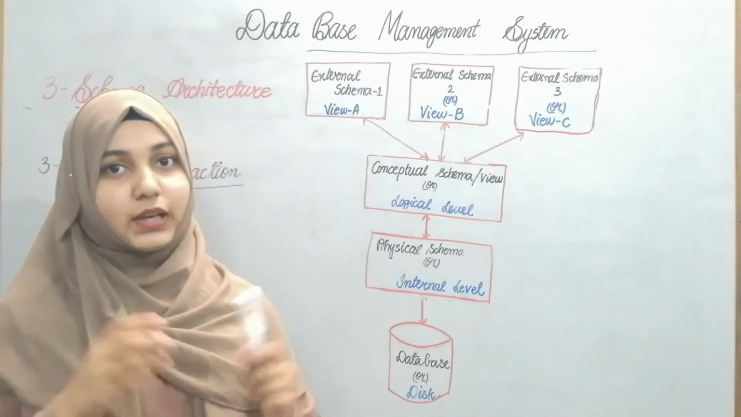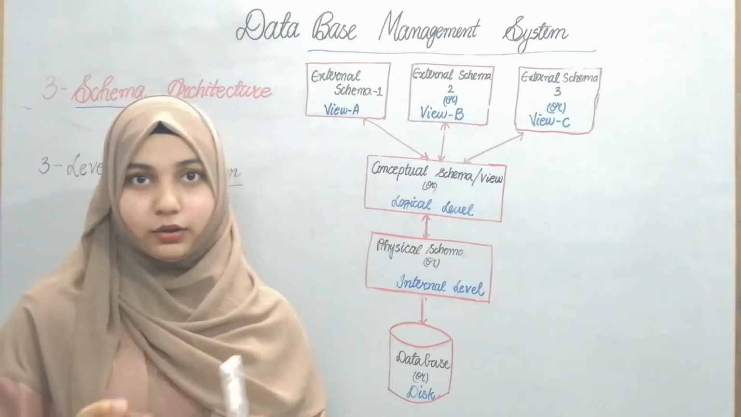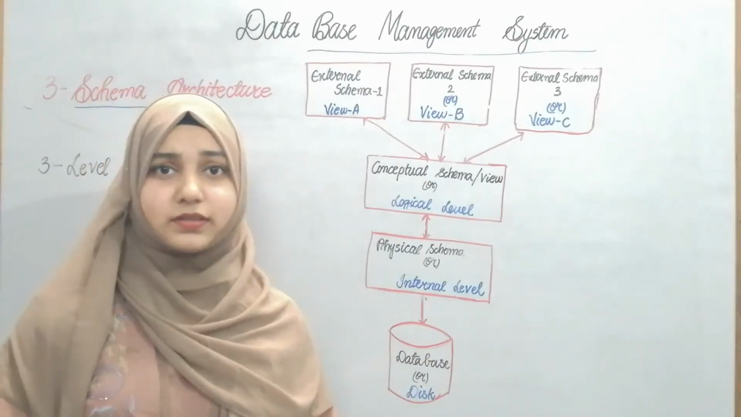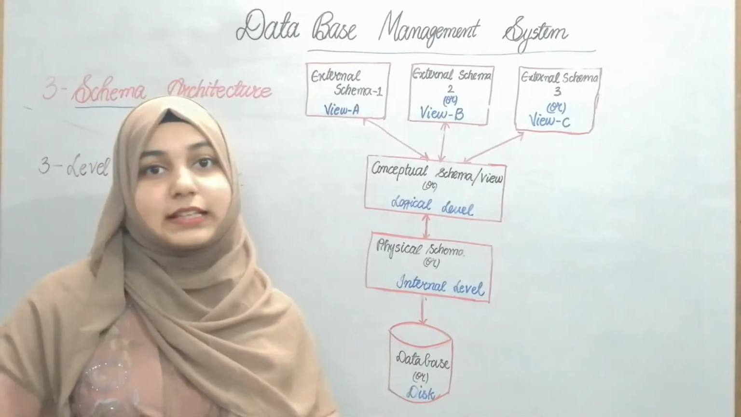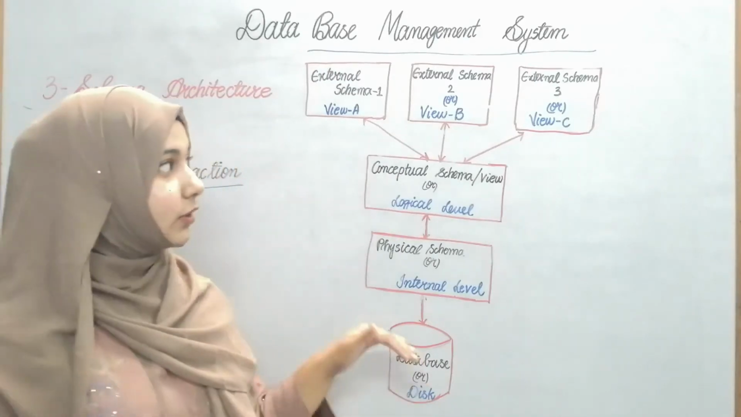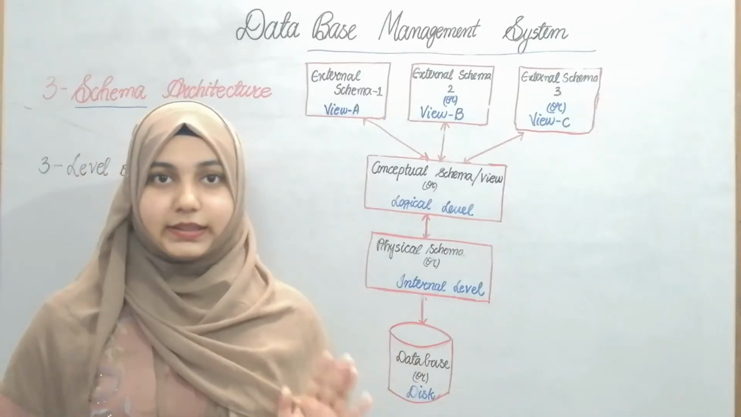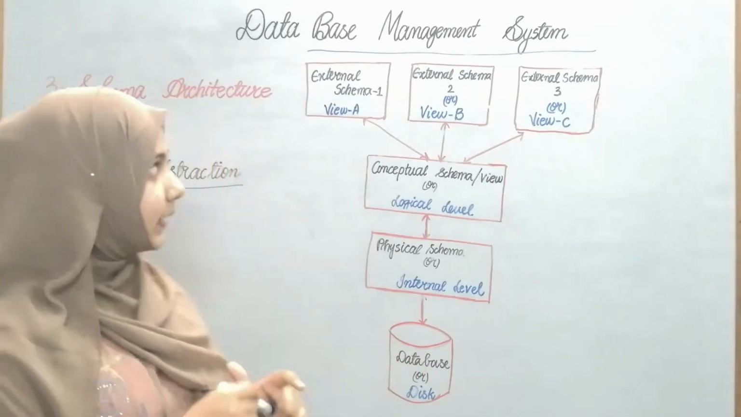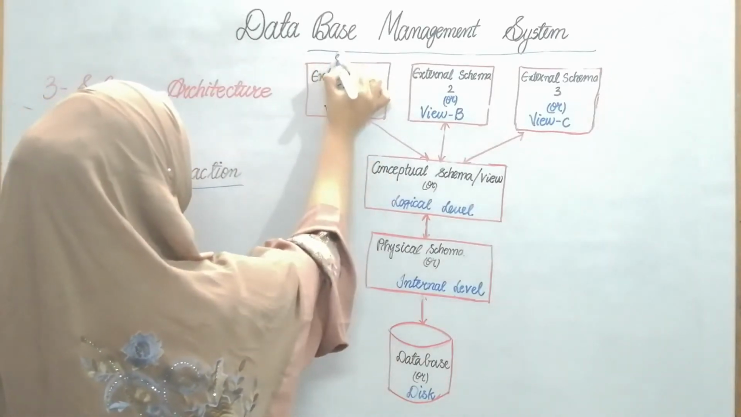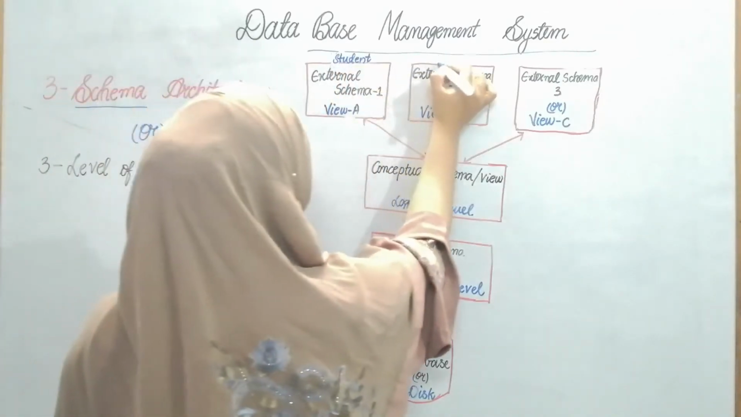Students are only allowed to see their marks or the courses that have been offered. They are not bothered about the salary of a teacher or how many sick leaves they applied for. So the database is not going to show them those details. Getting my point? Every person will have a different view. I'll write it here. Suppose this is a student view. This is a faculty view.